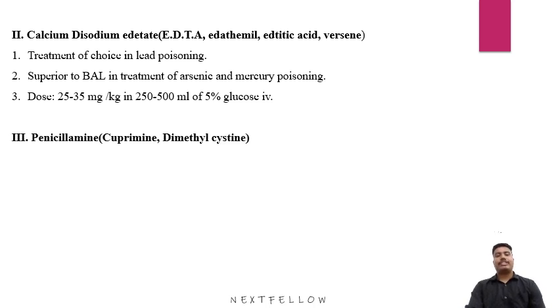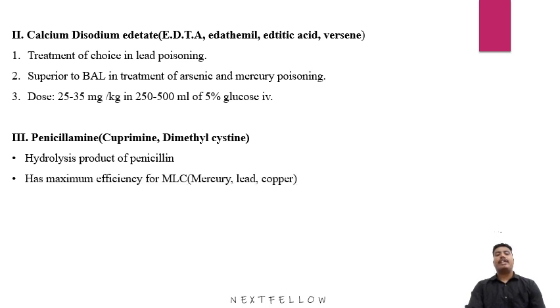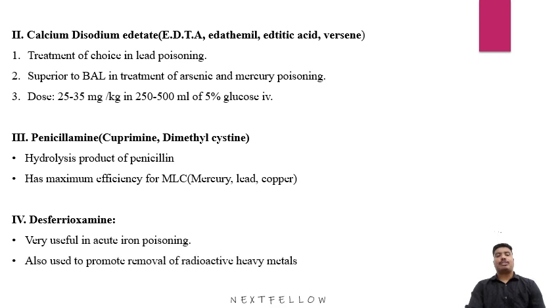The third chelating agent is penicillamine, also known as cuprimine or dimethylcysteine. It is a hydrolysis product of penicillin. It has maximum efficiency for MLC, that is mercury, lead, and copper. Another is desferrioxamine. It is very useful in acute iron poisoning. It is also used to promote removal of radioactive heavy metals. The dose is 8 to 12 grams per day.